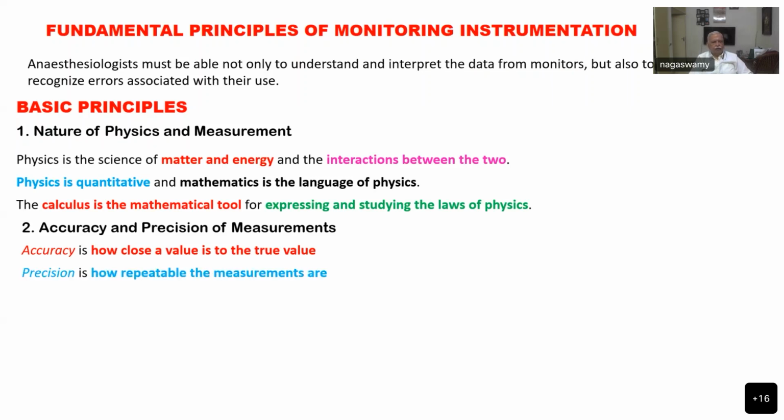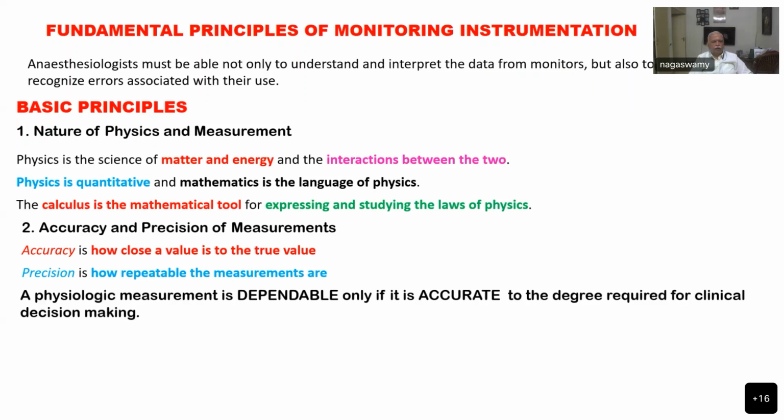Whereas precision of a measurement is how repeatable the measurements are, which of course Jay Bharti mentioned is the difference between the two. So don't think that accuracy and precision mean the same. They do not. Accuracy is how close and how dependable the value is to the normal true value, and precision is how well you can repeat the measurements.